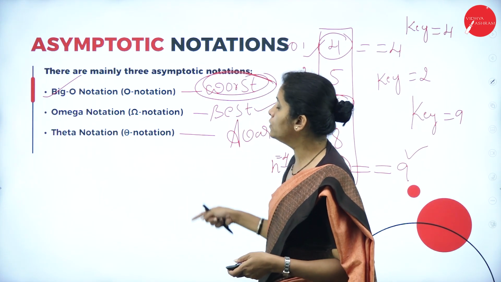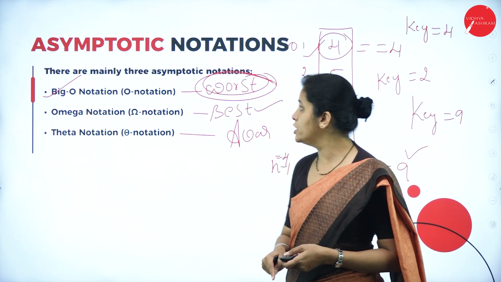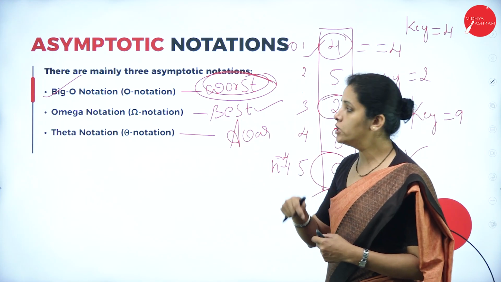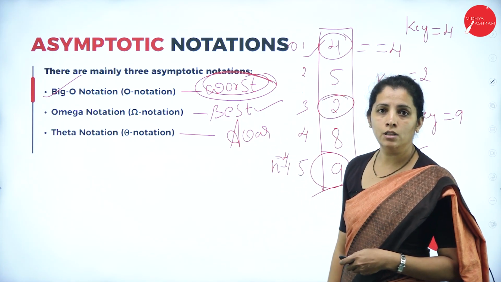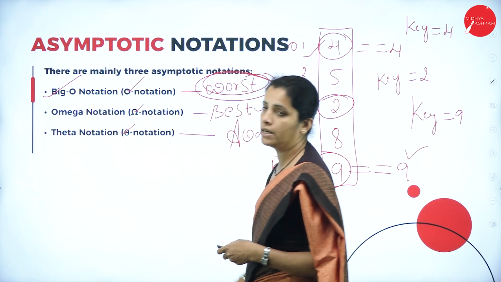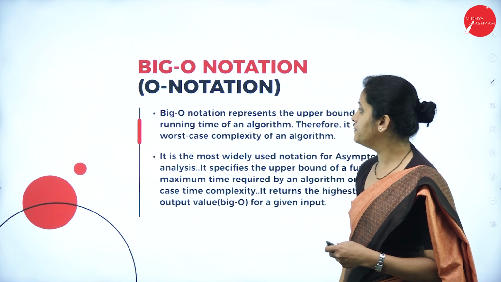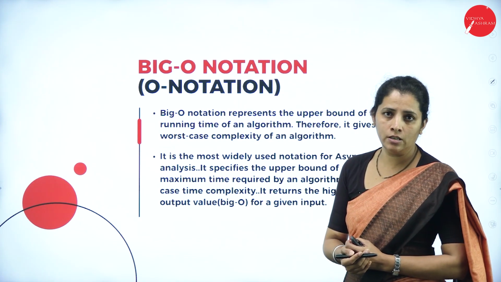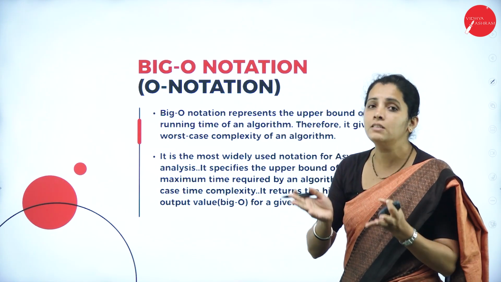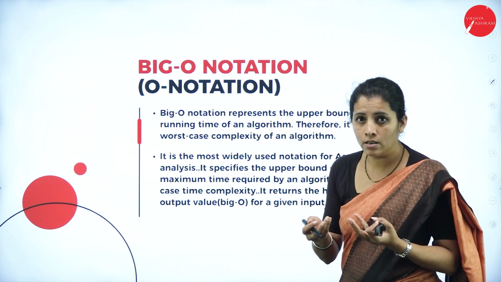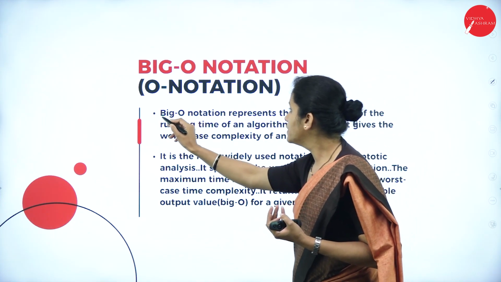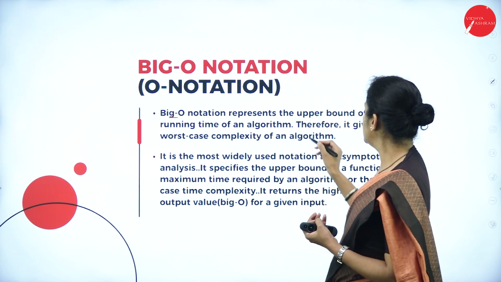So these are the 3 notations most commonly used in algorithms: big O notation, omega notation, and theta notation. These are the symbols. Now, what is big O notation? When it is big O, just remember that it's the worst case. At the worst case, what is my time complexity? Big O notation represents the upper bound.